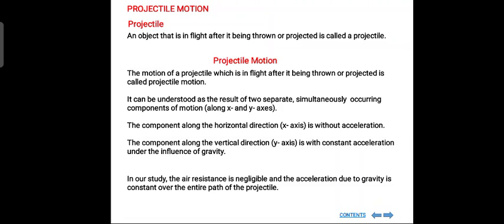Till now, what we have studied was all about motion in a straight line and motion in a plane. Motion in a plane, like the raindrop problem, man and river problem, chor police problem, I have discussed in the classroom also. So projectile motion, what do you mean by the projectile? An object that is in flight after being thrown or projected is called a projectile.